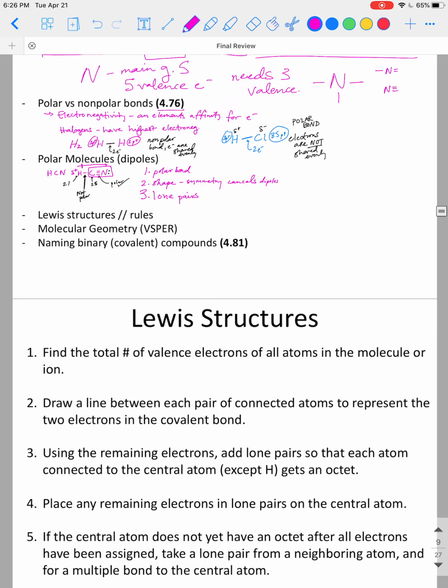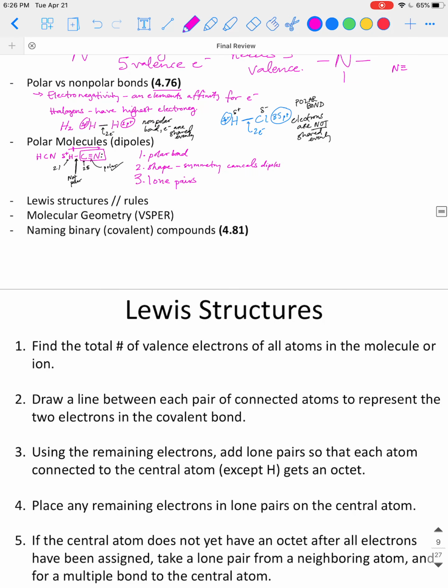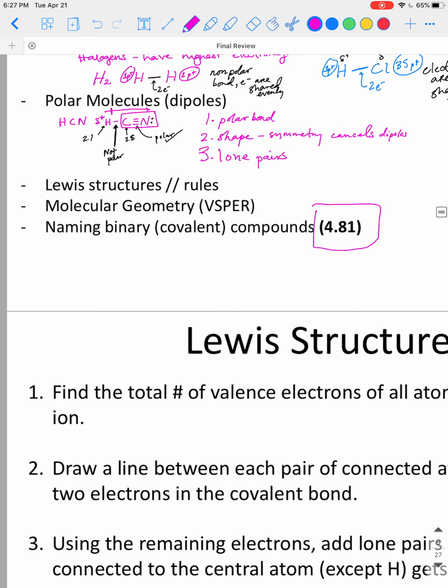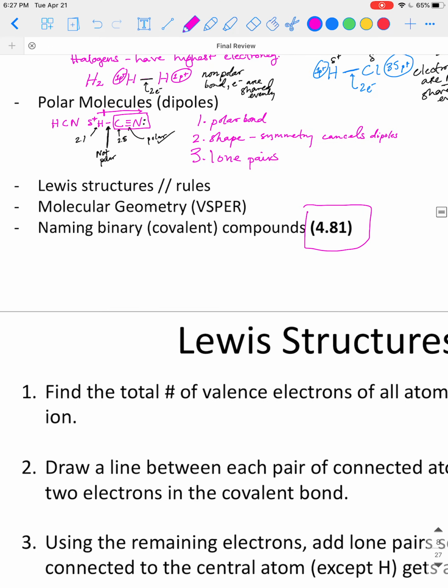Other big things, Lewis structures. Look, the very next slide, I've posted the rules for Lewis structures for you. Go over these rules, read them, know how to write out and draw out Lewis structures for sure for the exam. Molecular geometry, using the VSEPR theory, predicting the geometry of your central atoms, and then naming binary covalent compounds. And I put a problem on there that would be good for you to work, 4.81. Know how to name binary compounds.